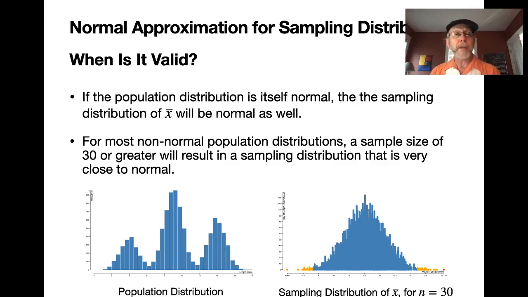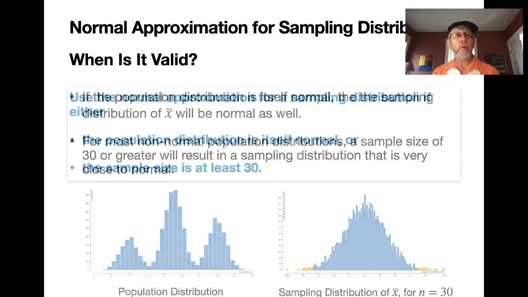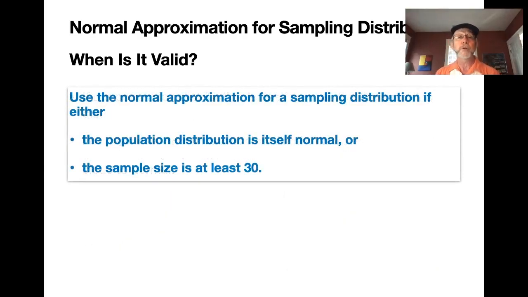So there are really two main cases for when we can use the normal approximation for a sampling distribution. The first is when the population distribution is itself normal. Then you can use the normal distribution for any sample size. The second occurs when the population distribution is not normal. And in any of those cases, pretty much a sample size of 30 or more will be sufficient to guarantee that the sampling distribution of X bar is approximately normal, and we can use that approximation in our calculations. So let's look at a couple of examples.